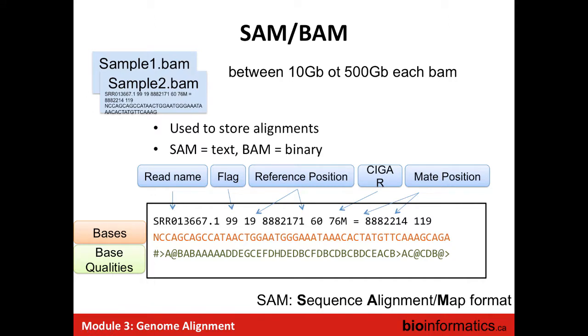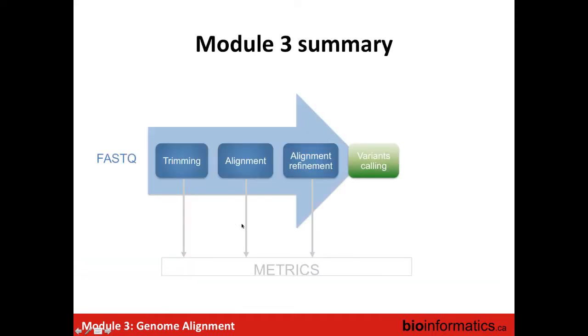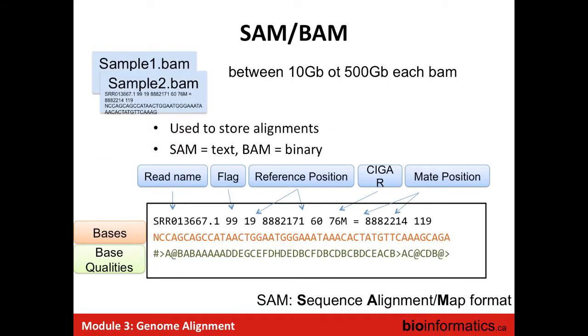In this file, you will have a big header that explains a lot of things. We'll see more in detail during the practical. But what's important to know is that you will have one line for each alignment that has been found. The line will look like this. You will have the read name, the same as in the FASTQ file. You will have a flag, which is a number that allows you to describe what has happened to your read.